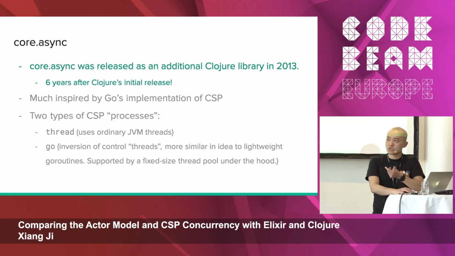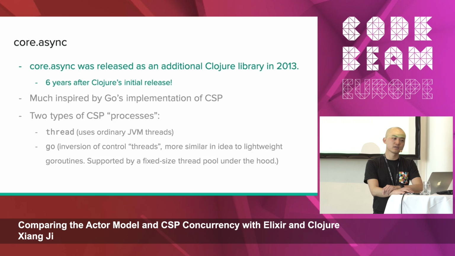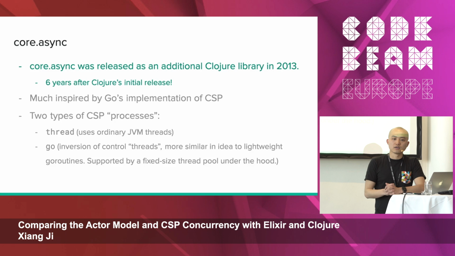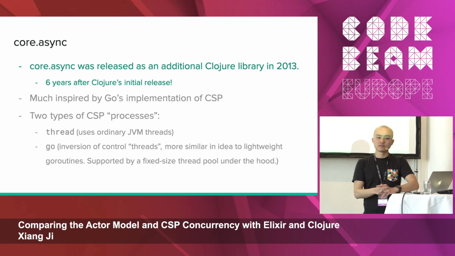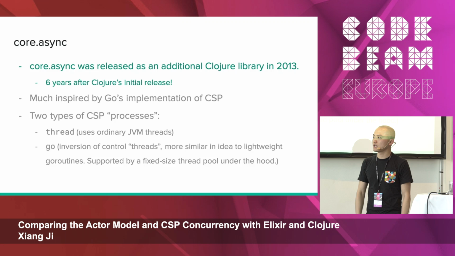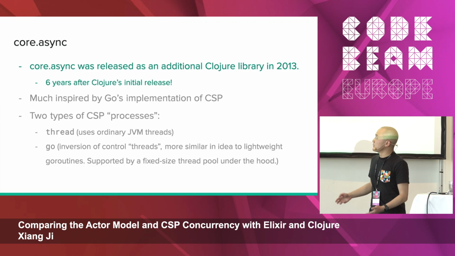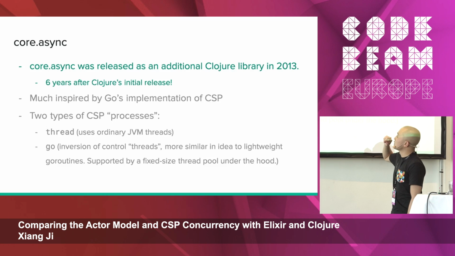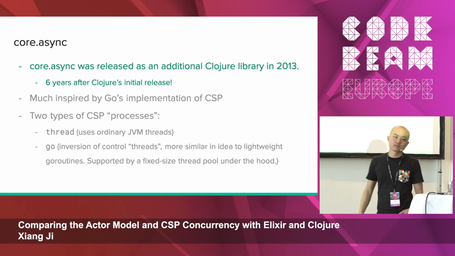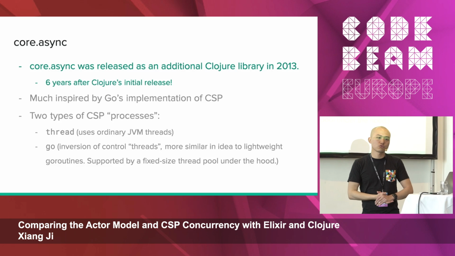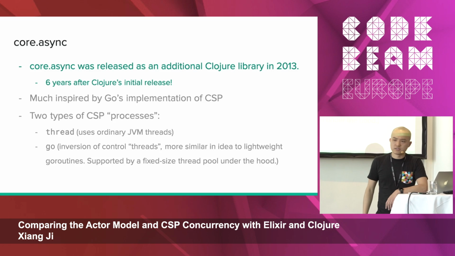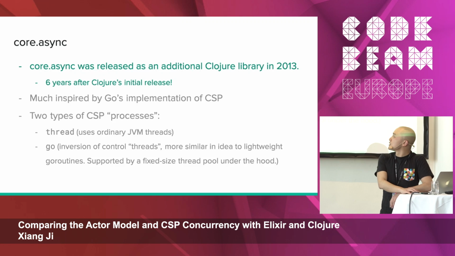And another disclaimer is that, of course, some people will say Clojure is not tied to the JVM. Clojure is designed to be platform agnostic. It has ClojureScript, and I think there's even a Clojure implementation on the BEAM. But today I'm going to focus on the JVM in my talk. So, core.async. Rich Hickey actually released core.async six years after Clojure's initial release. That's quite a long time. And it's, of course, much inspired by Go's implementation of CSP.